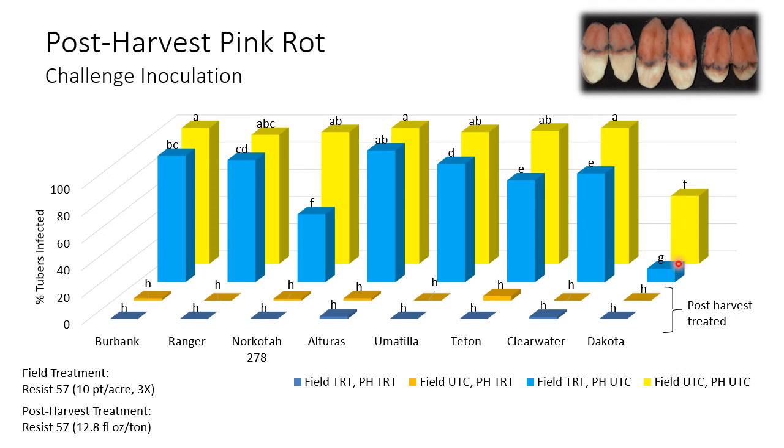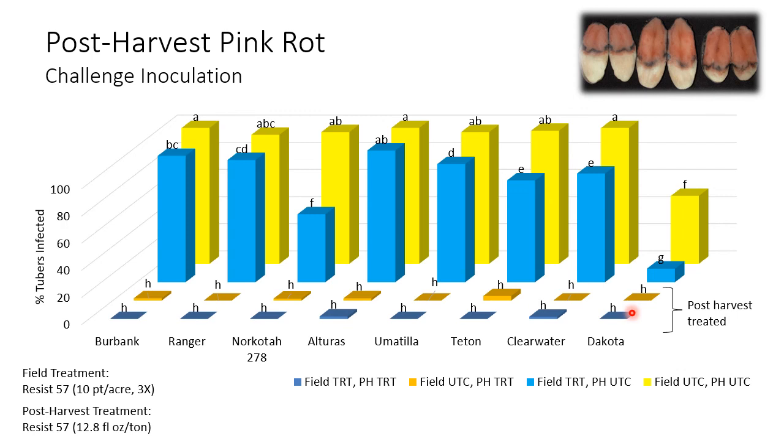And when we take those same potatoes, so these orange columns here represent potatoes that did not receive any treatment in the field and only received a post-harvest treatment about an hour after they were exposed to the pink rot pathogen. And we had no disease. And that was true also for those that had received the foliar program. So again, I've had people look at this and say, well, gosh, I shouldn't even worry about the foliar program. I'm just going to do the post-harvest spray.